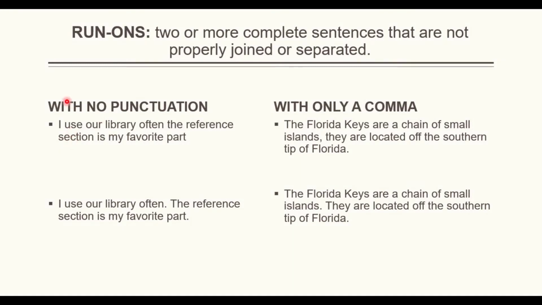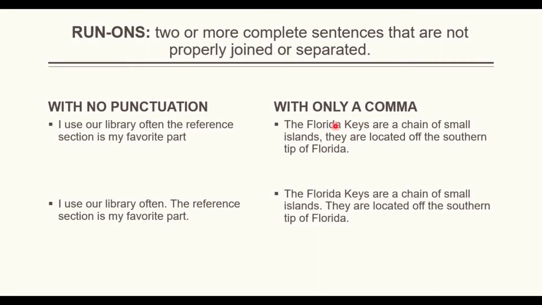In the first example here, we have no punctuation. If I read this just like this, "I use our library often the reference section is my favorite part." Okay, that sounds too fast. It needs a period at the end. So what is missing here? I need a period. So the correct form is to say, "I use the library often." Period. "The reference section is my favorite part." So this pause given by the period is necessary.